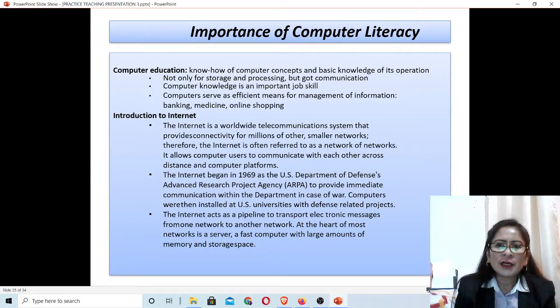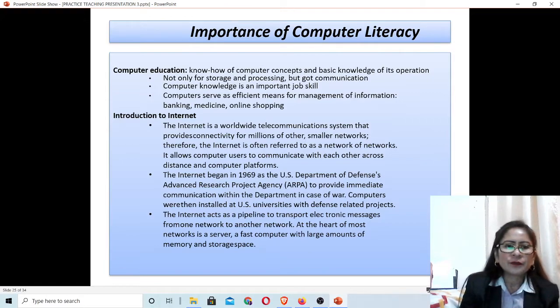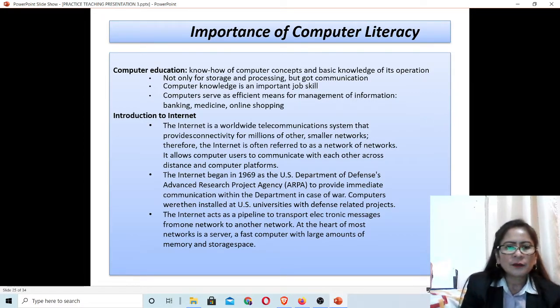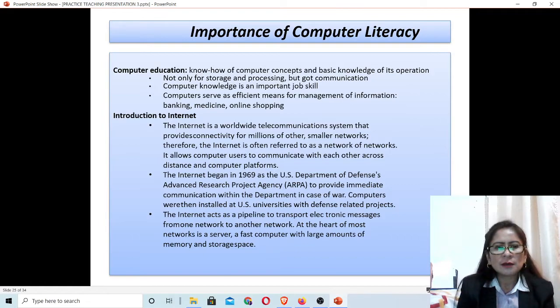The next, importance of computer literacy. Computer education: know-how of computers, concepts and basic knowledge of their operation, not only for storage and processing, but also communication. Computer knowledge is an important job skill. Computers serve as efficient means for management of information, banking, medicine, online shopping.